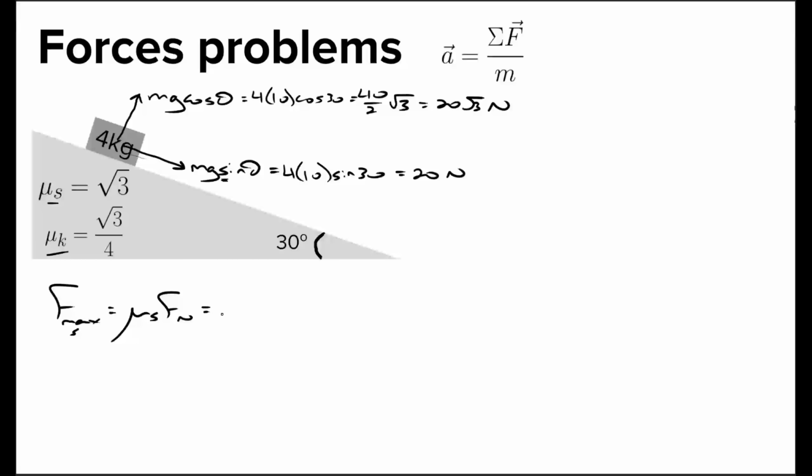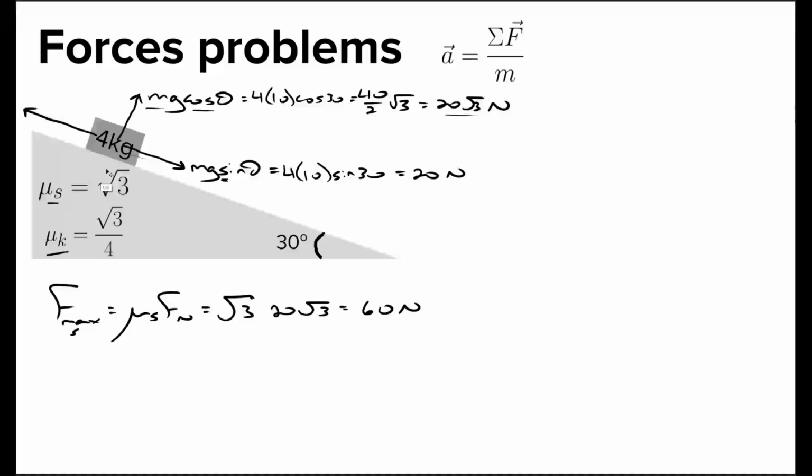Let's say we just plugged in values. Mu s is root 3. Okay. And then mg cosine theta, we just said is 20 root 3 newtons. So this is going to be 20 root 3. This is going to be 3 times 20 is 60 newtons. That's not going to be, if this question was posed like this and they said, what's the static frictional force? Don't be telling them 60 newtons. You kidding me? 60 newtons? You're telling me 60 newtons backward, 20 newtons forward? This box would slide up the ramp.